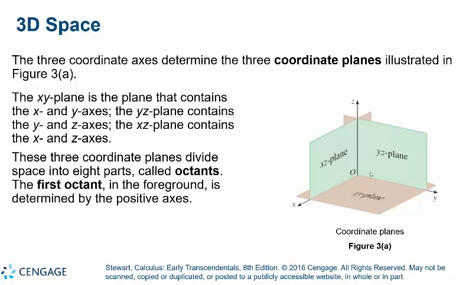Okay, so these three coordinate planes, the xy plane, the xz plane, and the yz plane, divide space into 8 parts, called octants. Okay, so the first octant right here is in the foreground of this picture. It's this little box here. And this is where you have the positive of all axes. So the positive of the x-axis, the positive of the y, and the positive of the z.